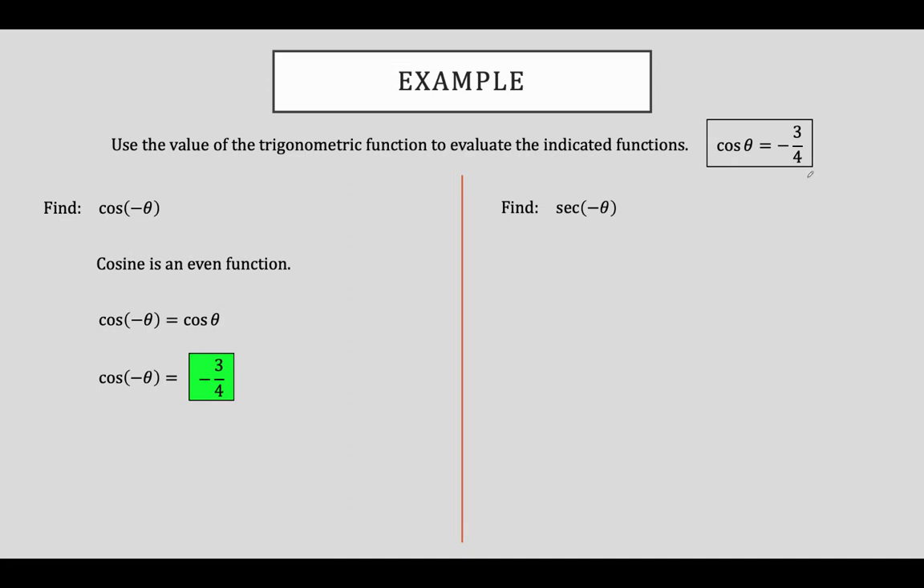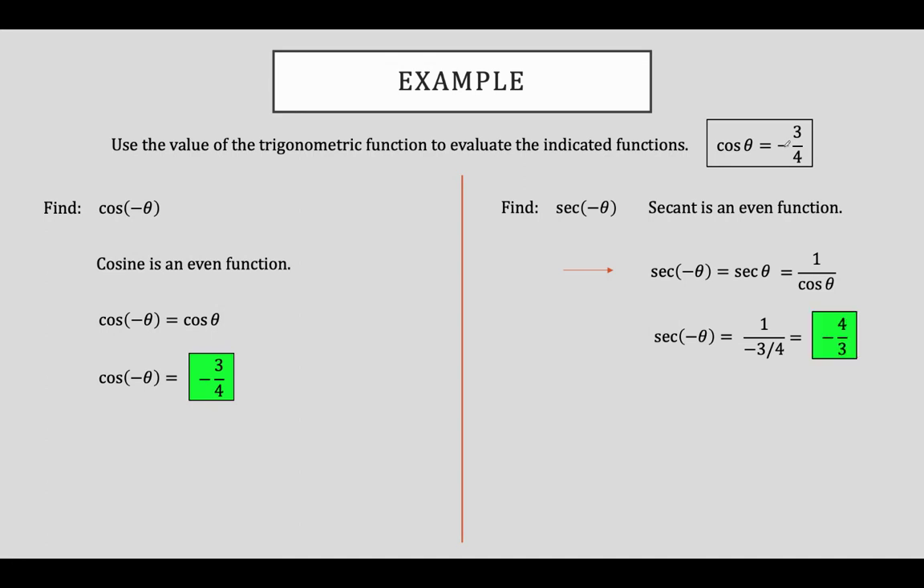Find now the secant of negative theta. Well, secant is also an even function. We know that the secant of negative theta is equal to the secant of positive theta. Well, let's take a look. We know what the cosine of theta is, and hopefully we recall that secant is the reciprocal of cosine. The secant of theta is the equivalent of 1 divided by the cosine of theta. So if this is equal to 1 divided by the cosine of theta, that means I need to take the reciprocal of that quantity. That's 1 divided by negative 3 pi over 4, which is equal to negative 4/3.